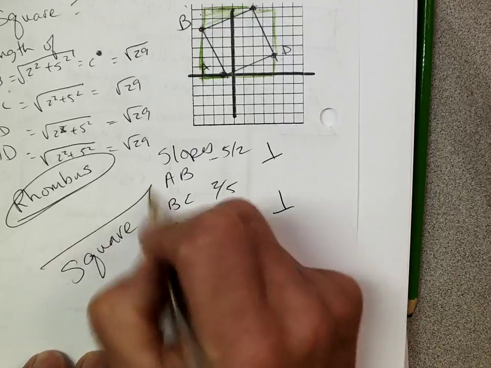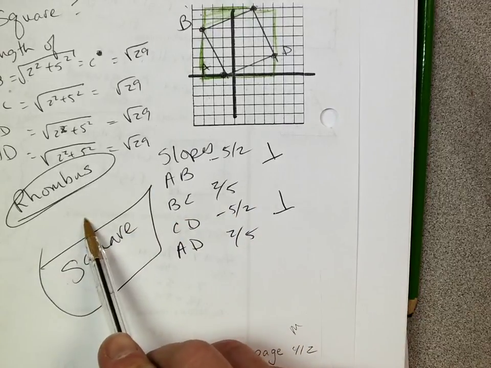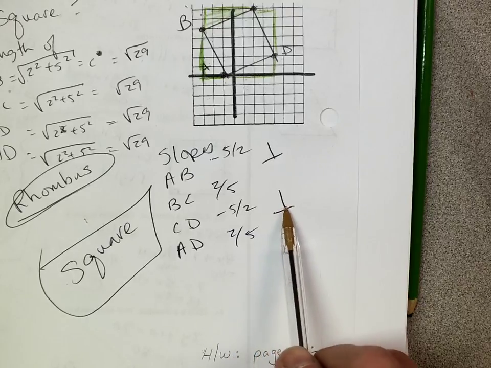We have the proof. We first proved it was a rhombus. Then we proved we had perpendicular lines, which means 90. It's got to be a square.